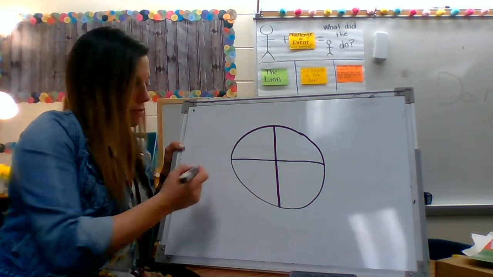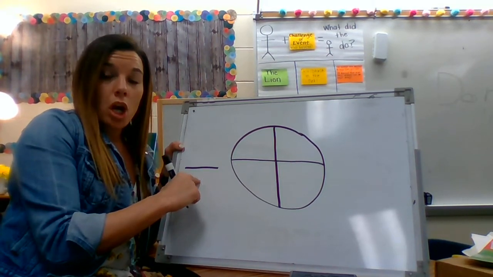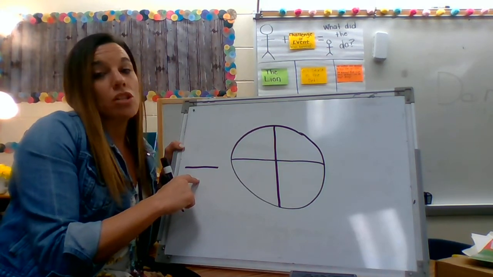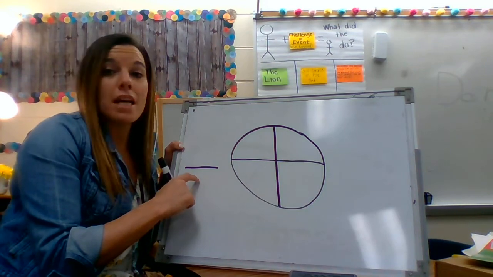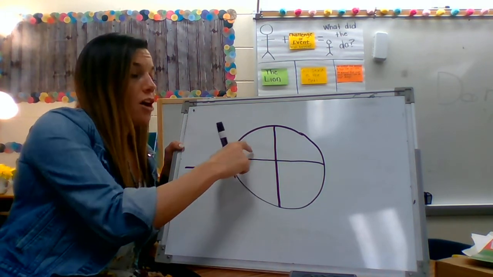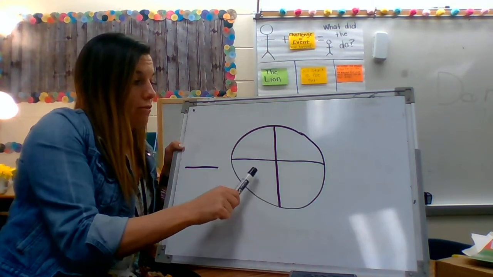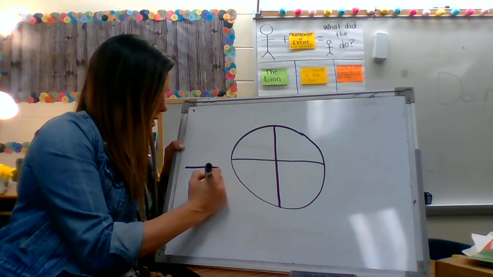So let's talk about a fraction. So I'm going to draw a fraction. The number on the bottom of the line is called the denominator. That's a hard word. Say denominator. Denominator. And a denominator tells us how many equal parts there are. So how many equal parts do I have? 1, 2, 3, 4. So my denominator is going to be 4.